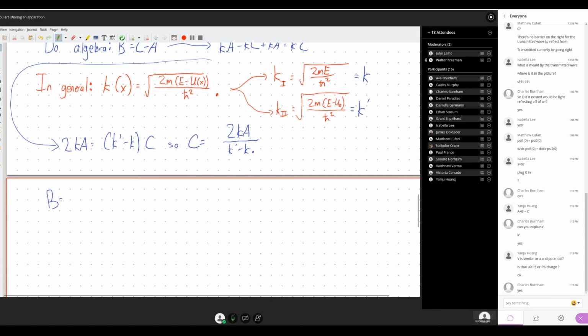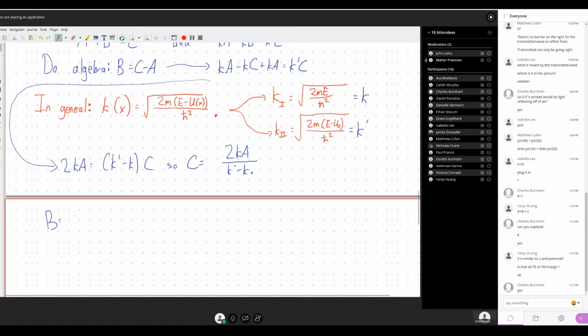So B equals C minus A. So B equals 2Ka over K prime minus K. And then I'm going to write the A that I'm subtracting with a common denominator. So A times K prime minus K, or minus AK.